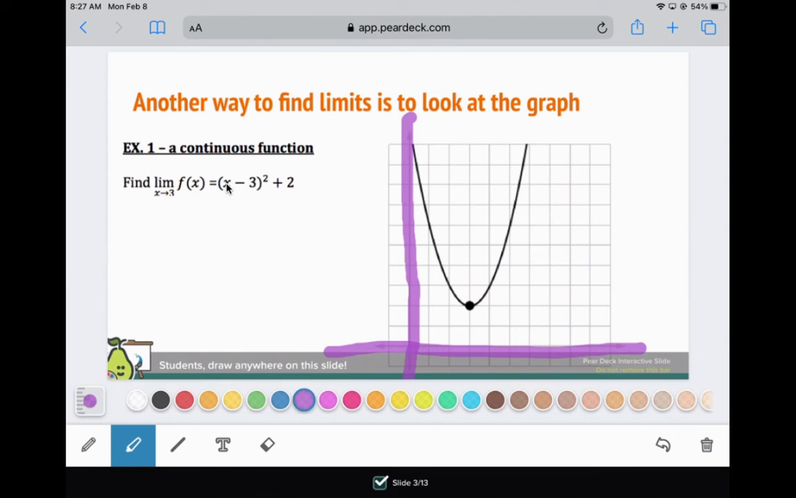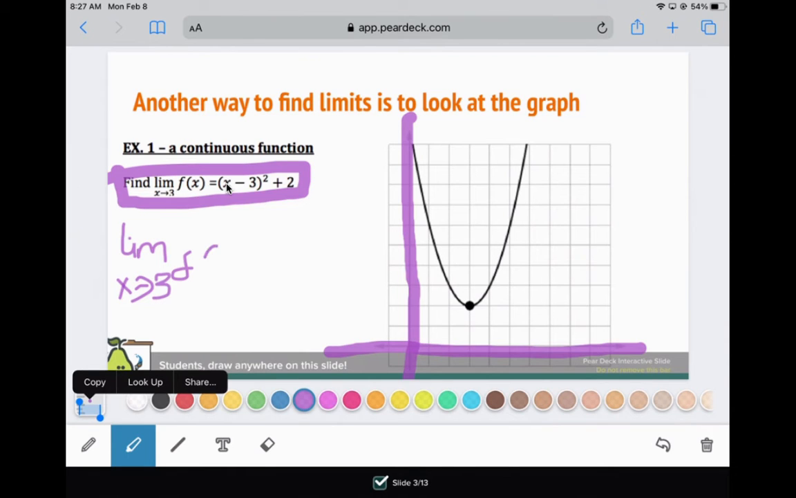So another way to find the limit is to look at the graph. Remember the table that we looked at earlier? I'm using the same function. It's not different. The limit we just talked about is 2: x approaching 3, f of x is 2, based on the table.